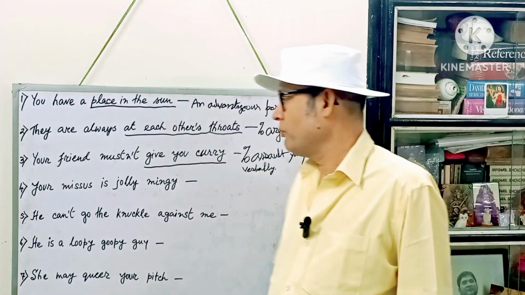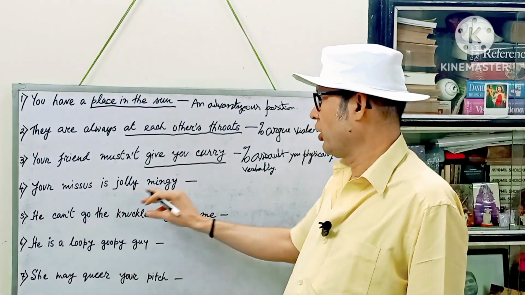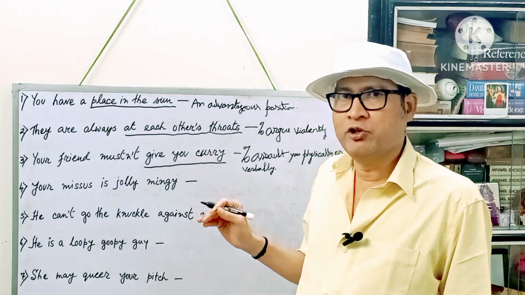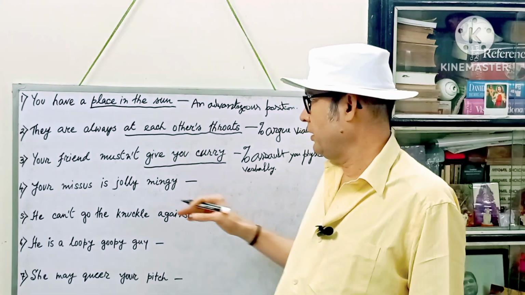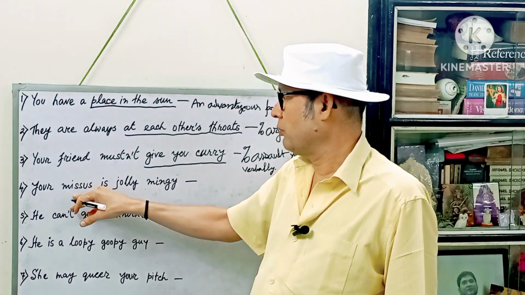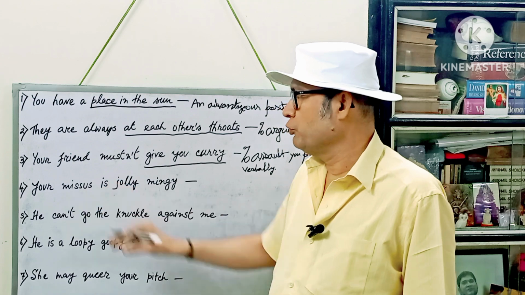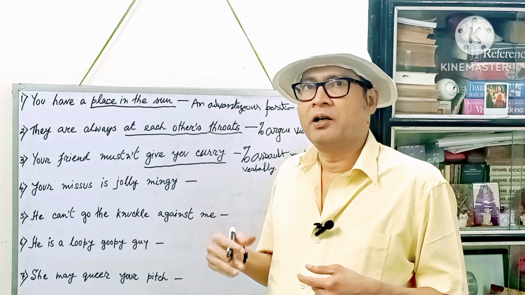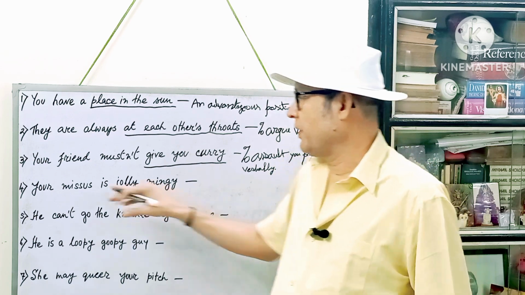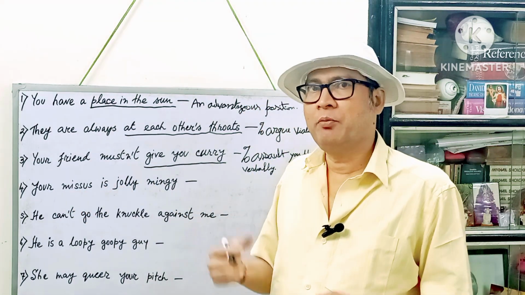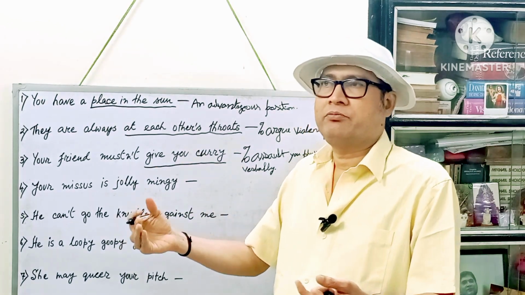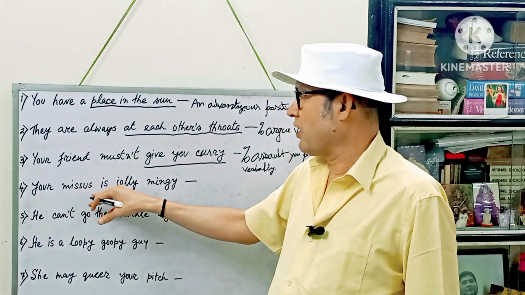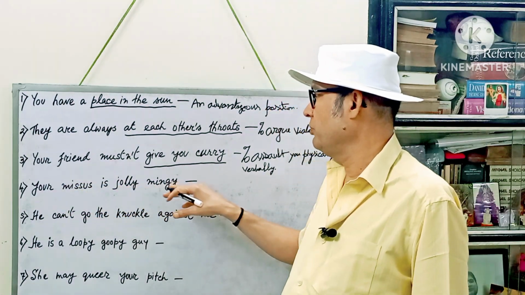Move on to number four. Your missus is jolly mingy. This particular word, mingy, is probably uncommon to you. Otherwise the words are not uncommon. If you do not know the name of somebody's wife, you generally call her his missus. The spelling is M-I-S-S-U-S. Actually, it has come from Mrs. Chatterjee or Mrs. Paul. So from that, this term has been derived.